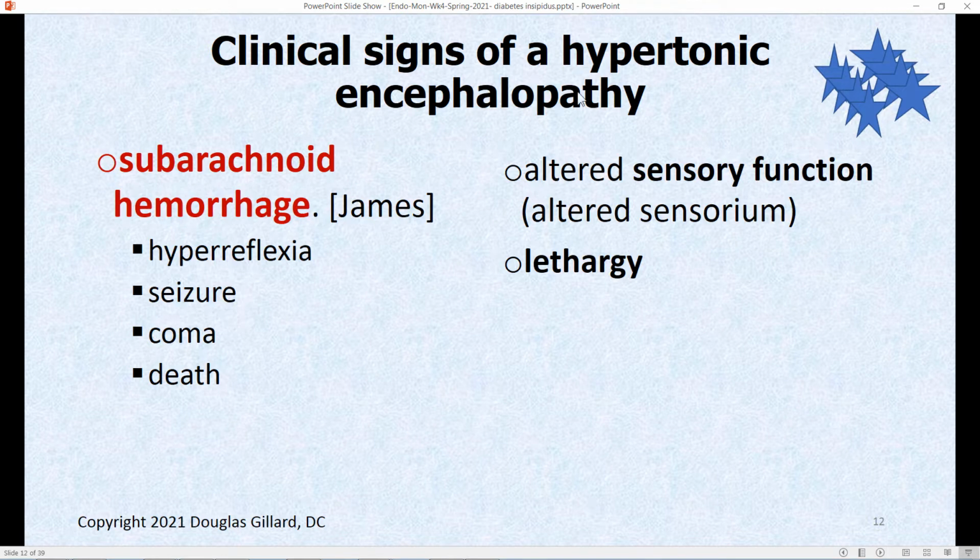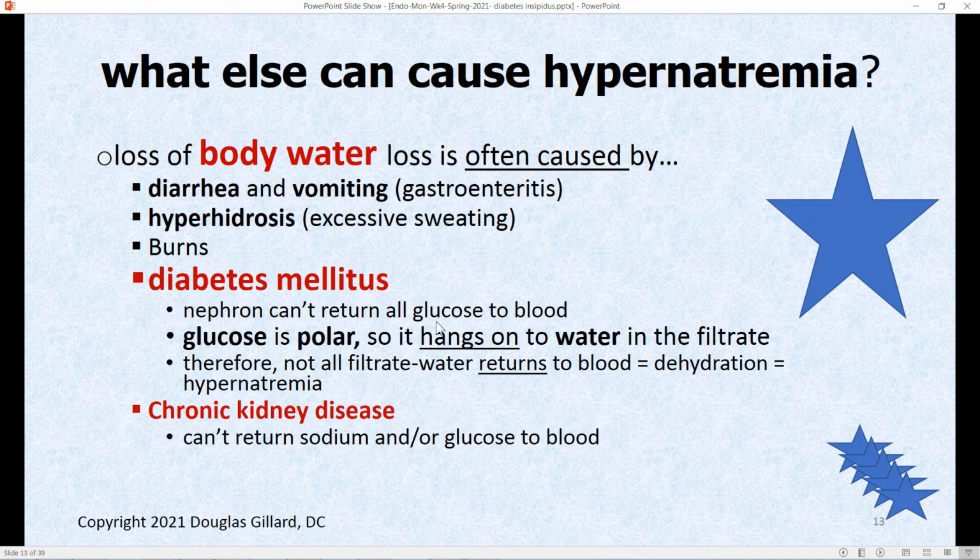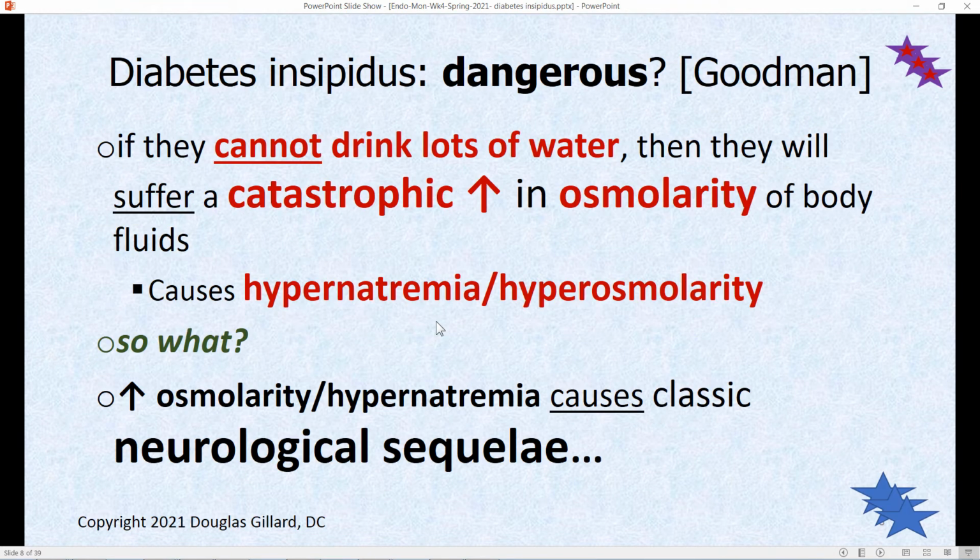And the clinical signs of hypertonic encephalopathy are seizure, coma, death, hyperreflexia, signs of an upper motor neuron lesion. You can get a bleed in the brain because of this. It sucks the water right out of the endothelial cells of the cerebral arteries as well, and they can start bleeding. You get altered sensory function and lethargy. So those are the classic signs of hypertonic encephalopathy.